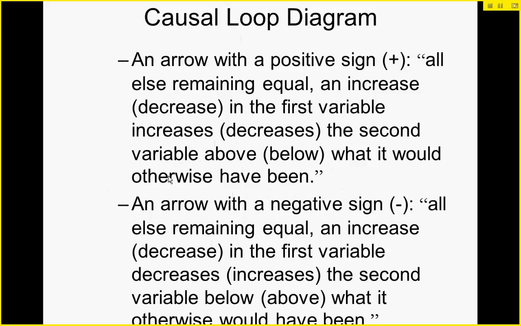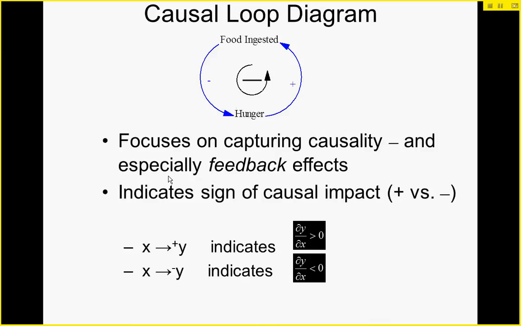Now, if we have a positive link from A to B, sort of like it is here, hunger to food ingested, then if we increase our hunger, all other things being equal, we'll eat more food. On the other hand, if we decrease our hunger, it tends to mean we'll eat less food than we otherwise would have. So that's the positive link. In other words, the changes are in the same direction. Yes?